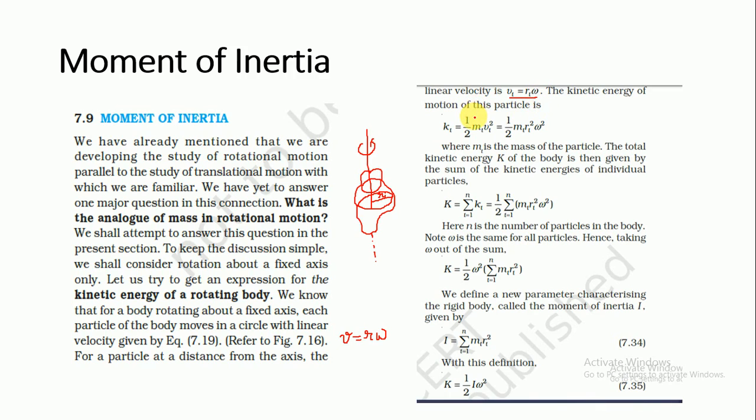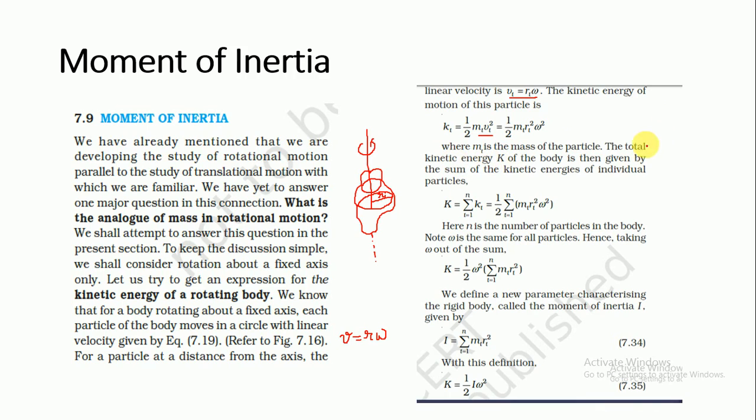The kinetic energy of this particle, we know, is half mv square. We want to write it for the ith particle. So we can write the kinetic energy of the ith particle as half mi Vi square. Now we are going to substitute the value of Vi from here. So it would be half mi Ri square omega square, where mi is the mass of the ith particle.